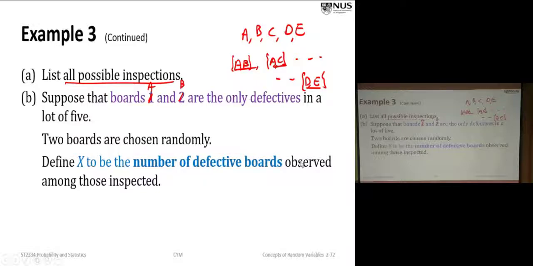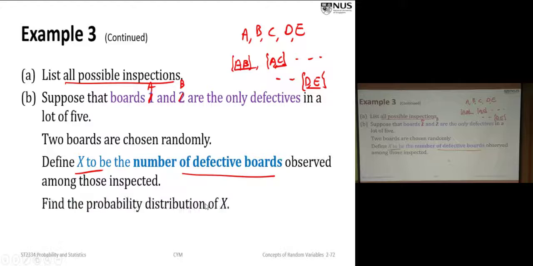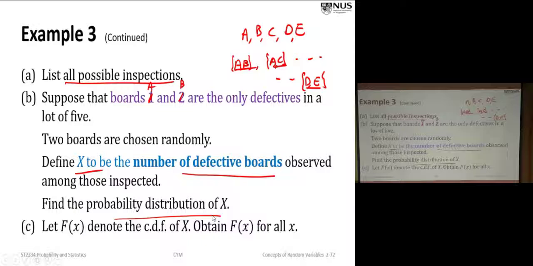Okay, so now if X represents the number of defective items among the 2 that you select, then we have to work out the probability function or the CDF of this random variable X, and based on that we can answer questions about X equal to certain values or certain events. So we're asked to find the probability distribution of X. Then we obtain the CDF for all x. Remember, for all x.